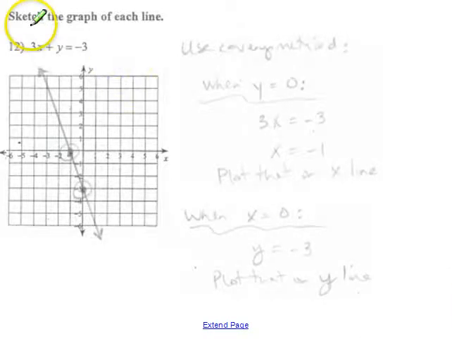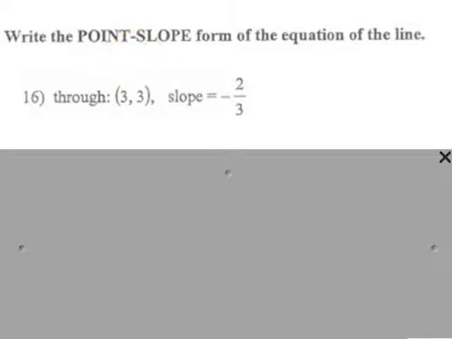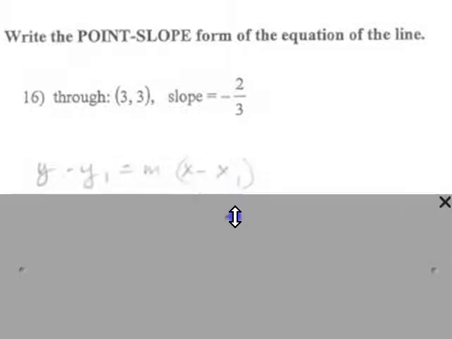And that's what you use when you have standard form, when x and y are both on the same side and you've just got a number on the other side. Okay, if I'm asked to write in the point-slope form, if I'm given a point and the slope, this is really easy. The point-slope form is y minus y1 equals m times x minus x1. So all I have to do is plug in.